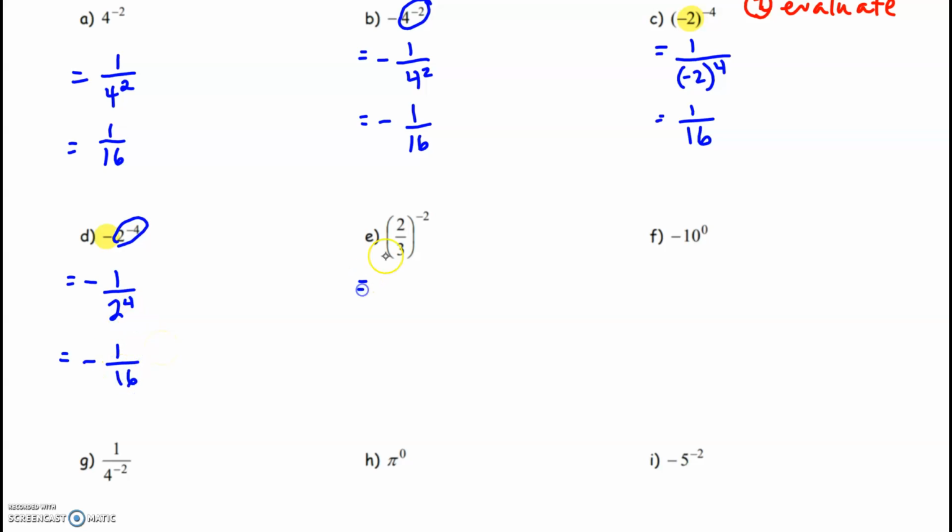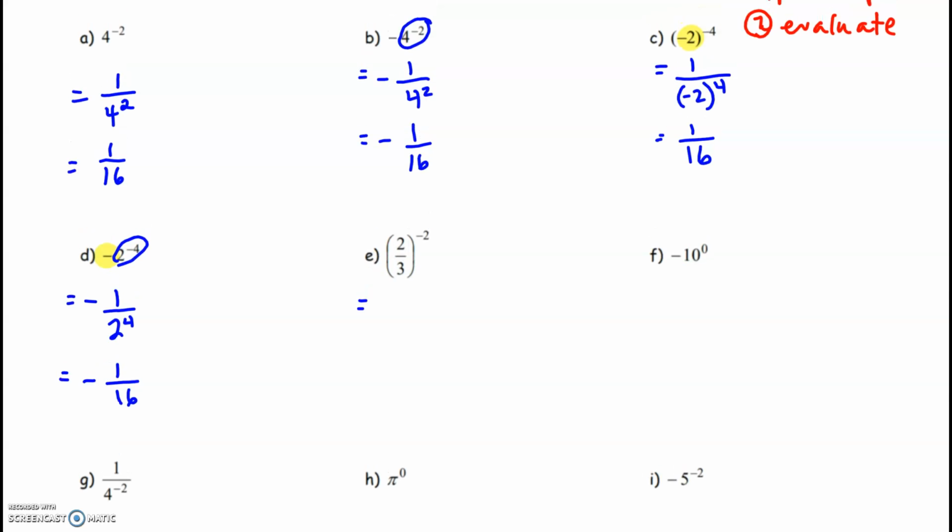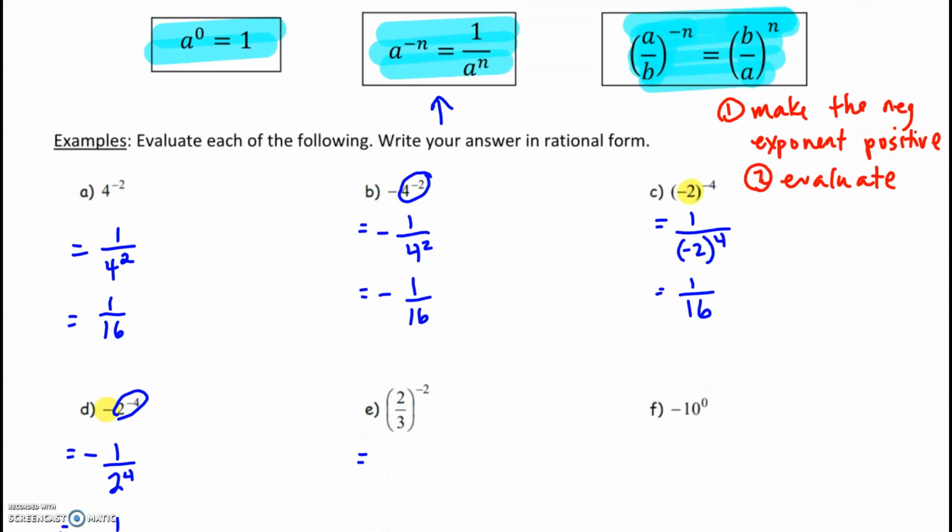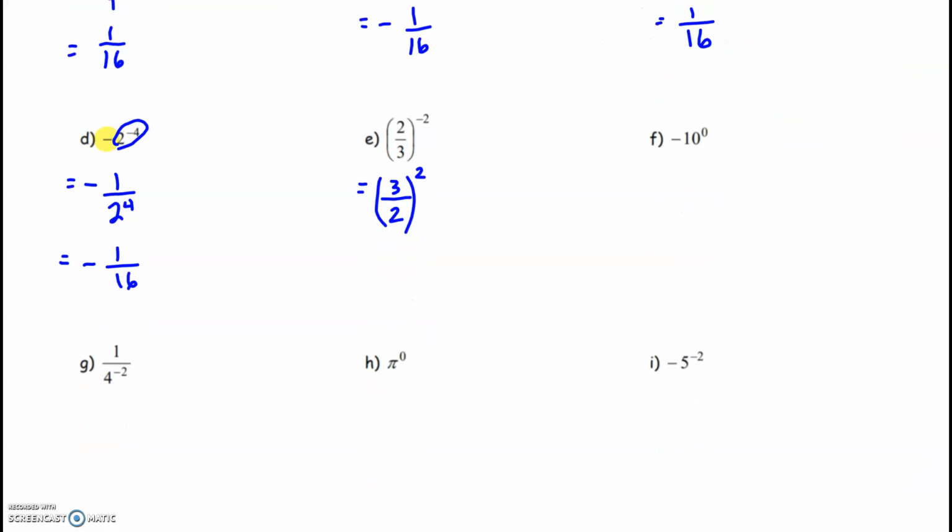All right, here's our first one looking at a fractional base. So let's remind ourselves what the rule is. Same goal, right? First step is to make that -2 positive. And in this case, we do it by flipping the numerator and the denominator. So 3 is on top, 2 is on the bottom, still keep brackets around it. And as soon as I flip it, that makes that -2 a +2. And then the exponent we know goes to the numerator and the denominator. So 3 to the exponent 2 is 9, and 2 to the exponent 2 is 4.